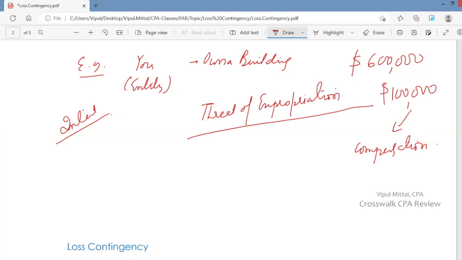So this is an existing condition, government's intent to acquire your building. And it involves uncertainty as to possible loss. Yes, your building may be acquired, may not be acquired. If acquired, government may pay you a compensation of $100,000 or maybe higher or lower. So you are not sure of the amount of loss. You are not sure of the timing of loss. When will government acquire your building?